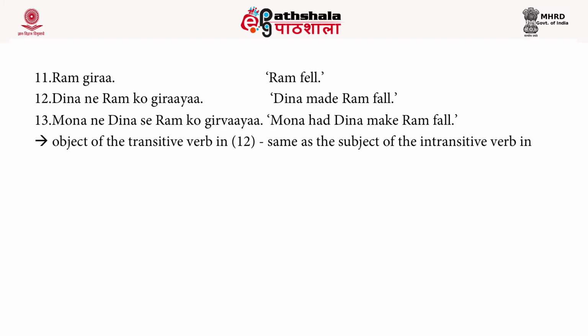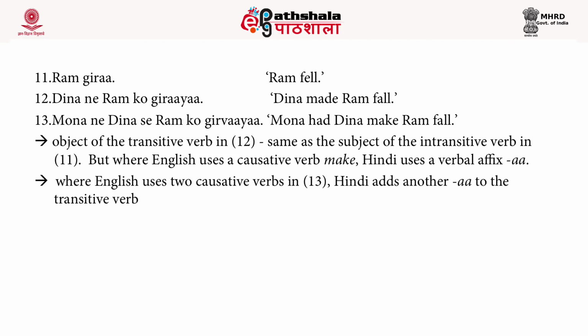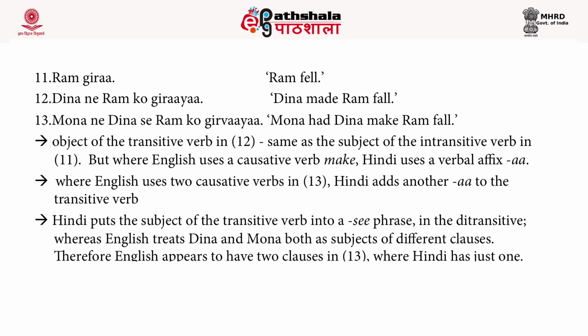Sentences 11, 12 and 13 are on your screen. Ram fell, Ram gira. Deena made Ram fall, Deena ने राम को गिराया. Mona had Deena make Ram fall, Mona ने Deena से राम को गिरवाया. Let us first see what's happening in the sentences 11 and 12. Object of the transitive verb in 12 is the same as subject of the intransitive verb in 11. But where English uses a causative verb make, Hindi uses a verbal affix a. This a is the causative morpheme in Hindi.